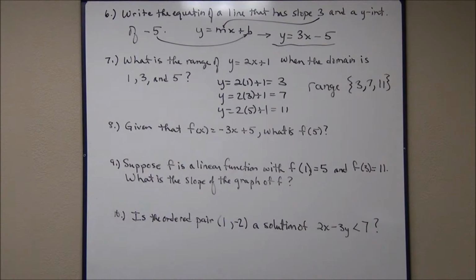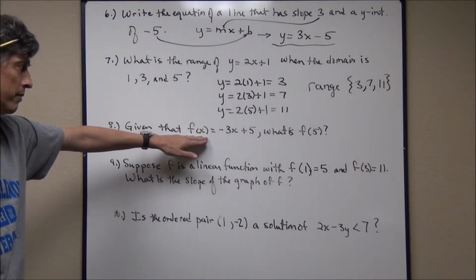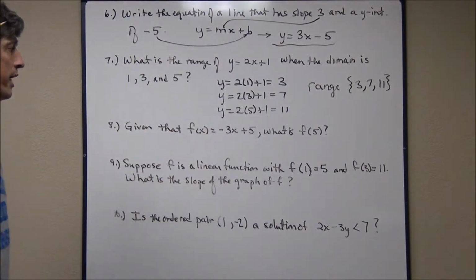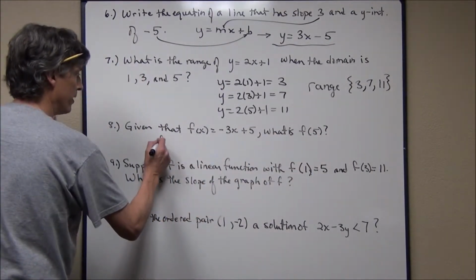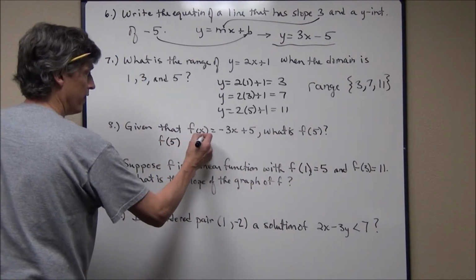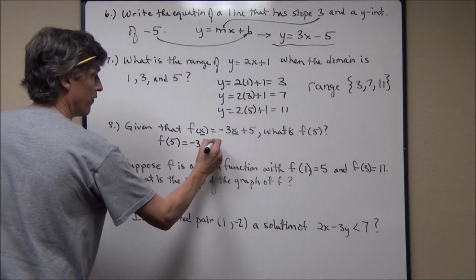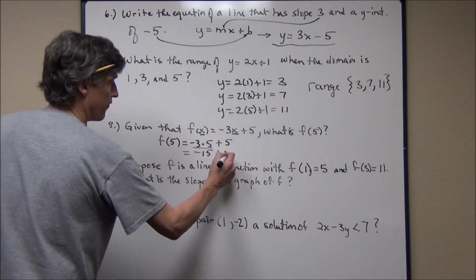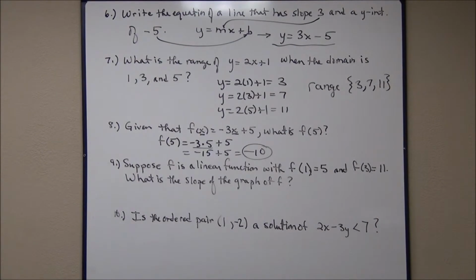Alright, the next problem says, given that f of x, now notice the function notation, that's not f times x, that's f of x, this is the same as your y, is equal to -3x plus 5. Then it says, what is f of 5? That means you're substituting 5 in for the x in the equation. -3 times 5 plus 5. This is -15 right here, plus 5, that's a -10, and that is f of 5.